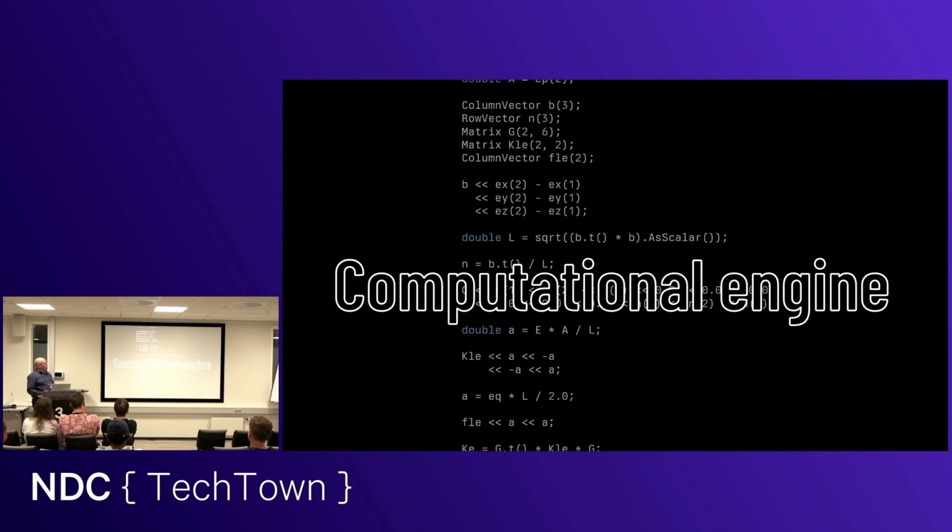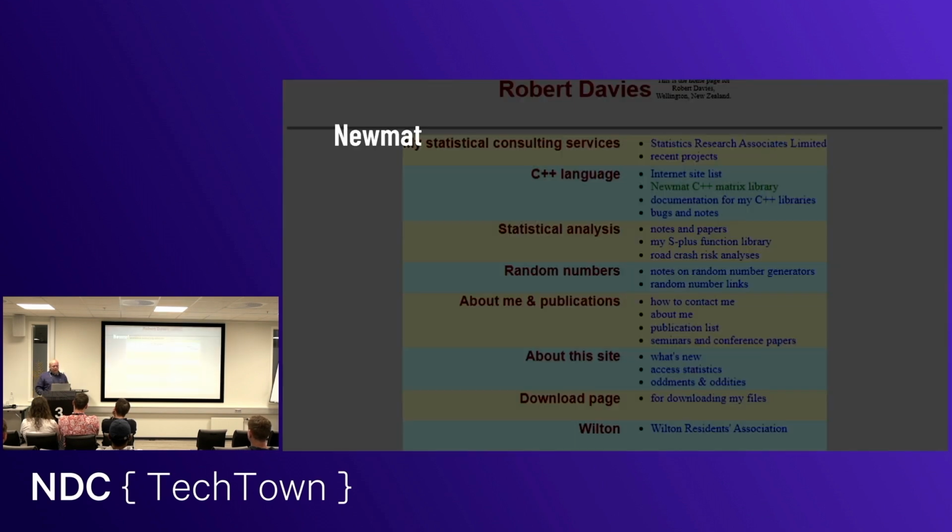So, computational engine. When I have the object-oriented model now, I need to be able to solve the system of equations. At the department, most of us worked with MATLAB at the time, and I needed to find a way to go from the MATLAB algorithms to a C++ model. At the time, I'm not sure if you know about the Newmat library, but I found it online. This is a matrix library written by a guy in New Zealand.